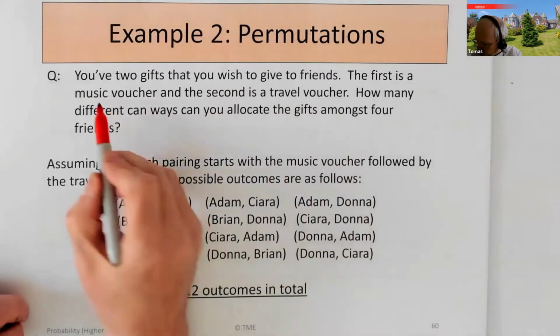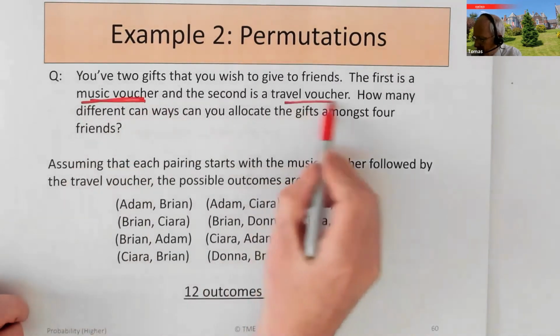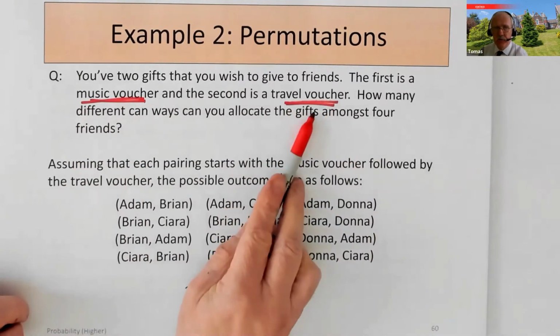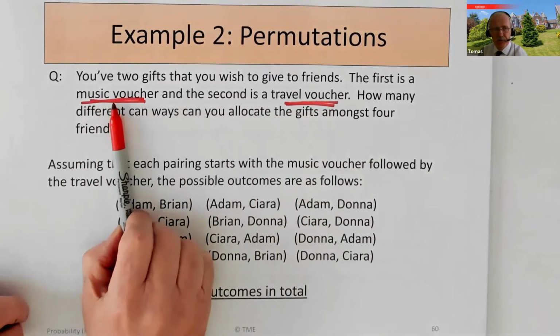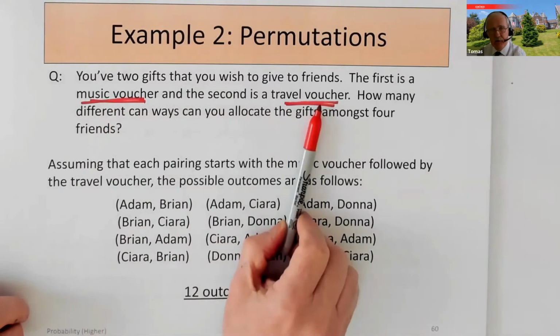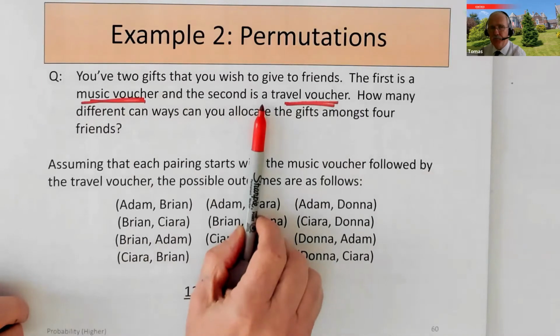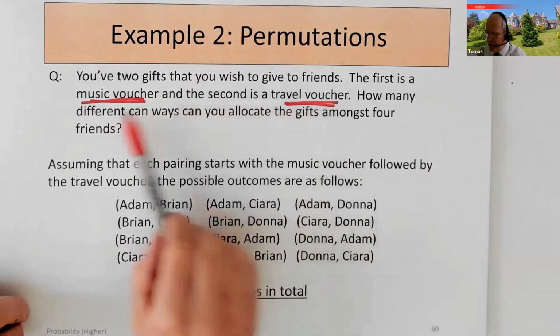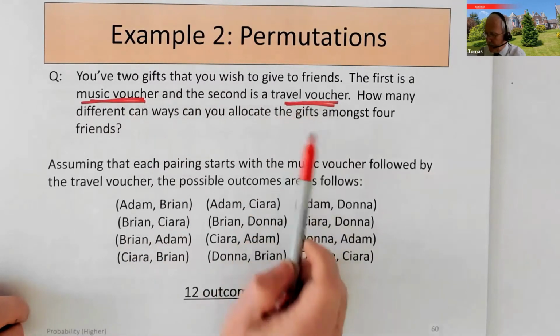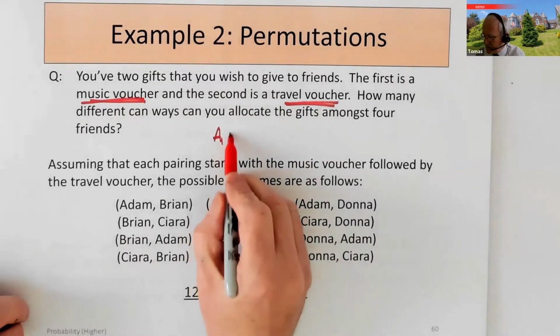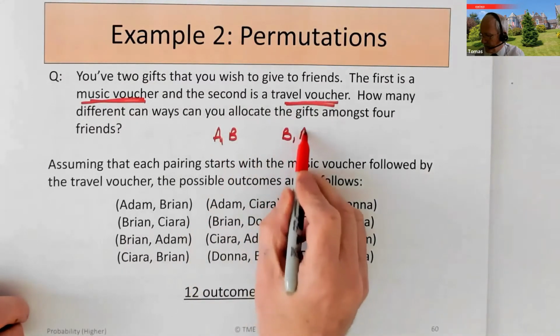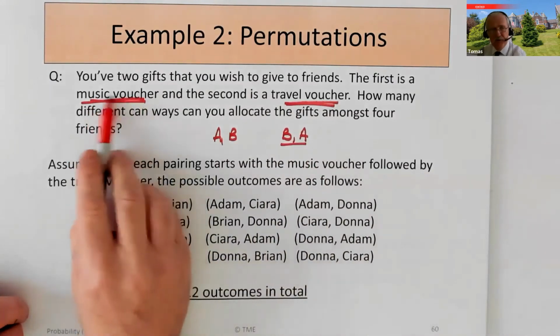Well, in this situation, one is a music voucher and one is a travel voucher. They're different. So if you're going to give Adam the music voucher and Brian the travel voucher, that's different from doing it the other way around. So really what's going on here is that AB is not the same as BA, if you're counting the music voucher first.